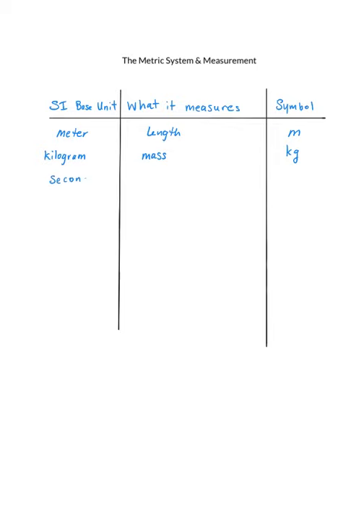The second measures time and is abbreviated lowercase s. Kelvin is a measure of temperature, and this is abbreviated capital K. We use a mole to quantify amount of stuff. And we're pretty creative in how we abbreviate this, just lowercase mol.